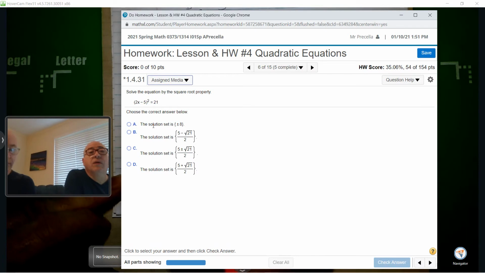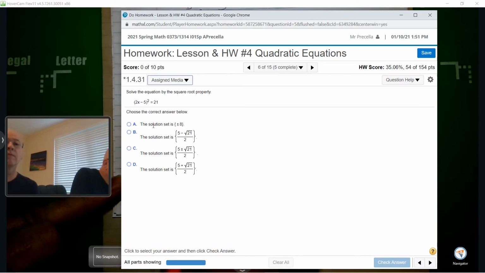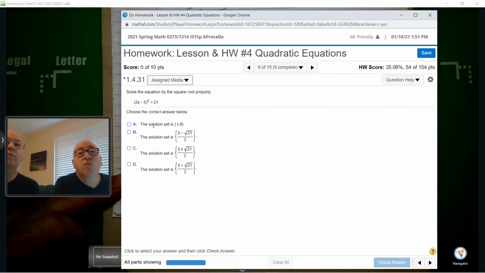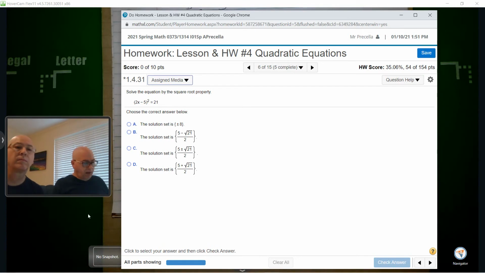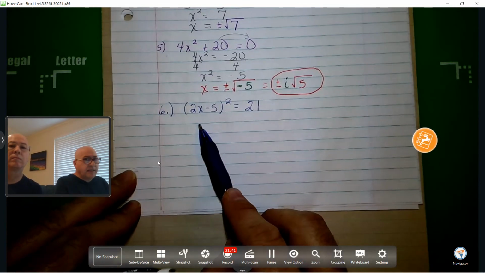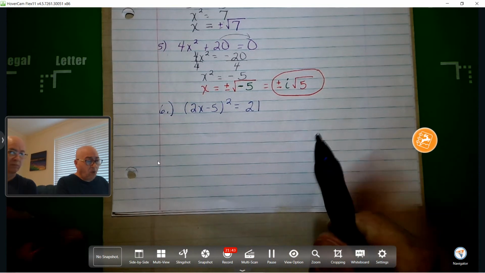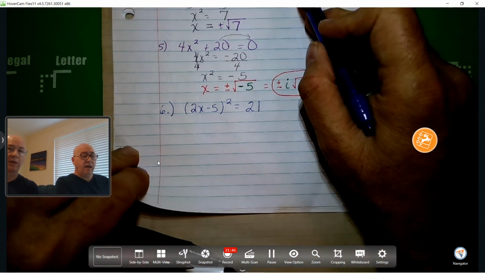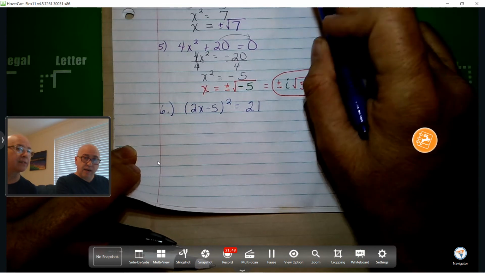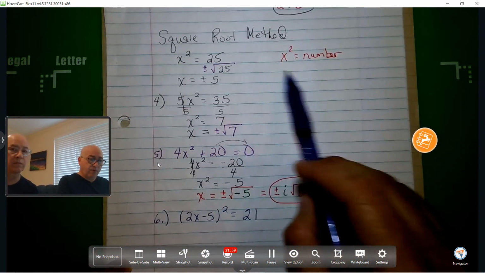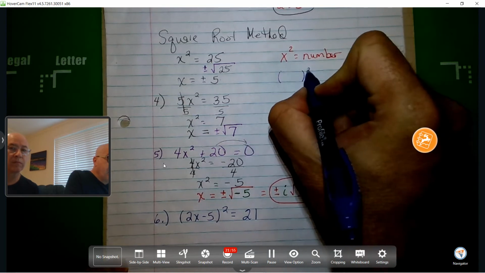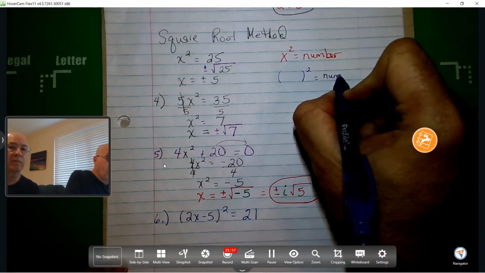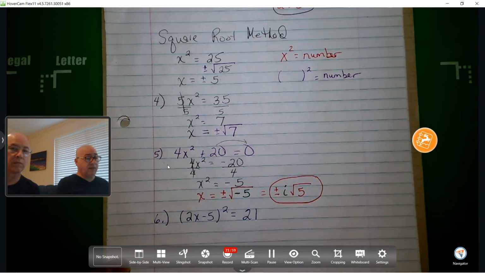Is this blue? 2x minus 5 squared equals 21. At first glance, you might think, oh my goodness, what are we going to have to do? Do we need to FOIL this out or something? No. If you can write it, x squared equals a number. But if there's parentheses in it, if you can write it in the form parentheses squared equals a number, you can still do the same thing we did.